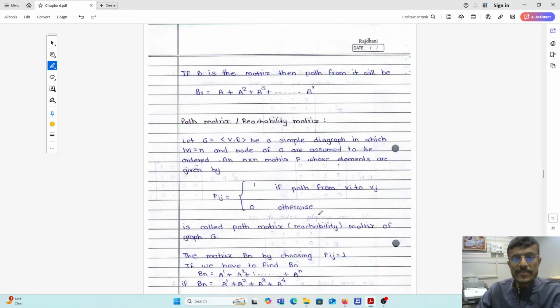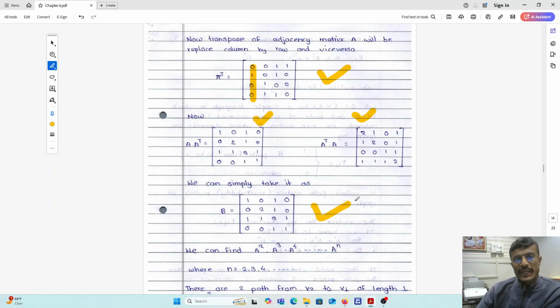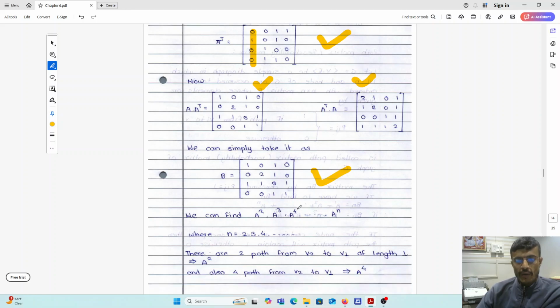Now, what is meant by A square, A cube, A raised to 4 and A raised to n, where n is equal to 2, 3, 4? And what is the value of n? As we know the number of nodes, you can see here the number of nodes is 4, so we have to find this value up to A4. If the number of nodes is 5, then it will be up to 5. If the number of nodes is 3, then it is up to 3, and likewise.